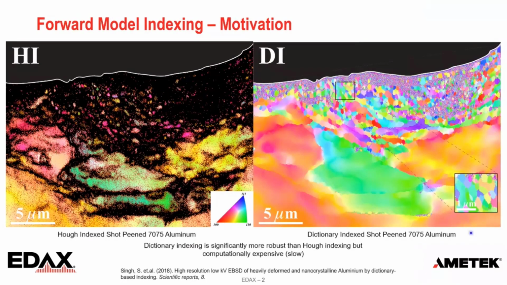So just some quick motivation for why we should care about forward model indexing, if you're already comfortable using Hough indexing: it's basically robustness to noise and higher fidelity. So here I'm showing an example of a shot peen aluminum data set. On the left is the result when you index it with the Hough indexing, and on the right is the result with dictionary indexing, and you can see that you get a much better result because of this increased noise tolerance, the downside being that it can be much slower.